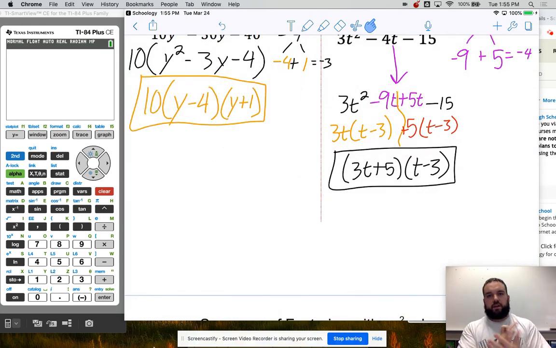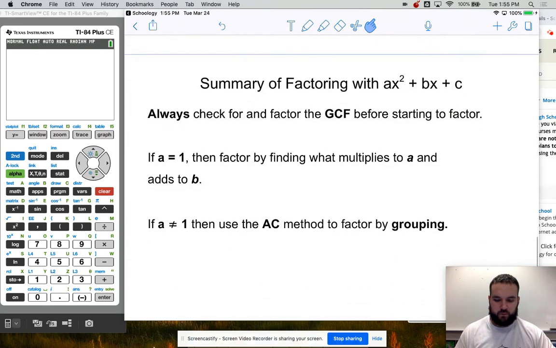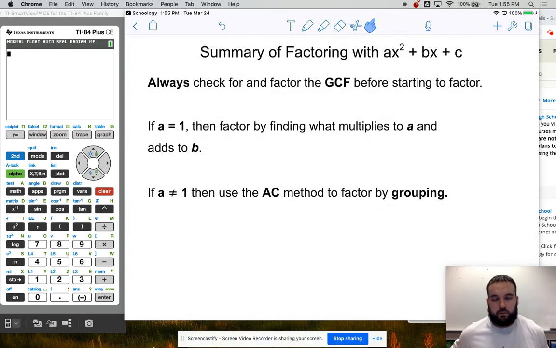Okay, so check for GCF. If there isn't one, then go about doing the AC method, which is really what I just said. That GCF first is just going to make your life easier. Anytime you can make the number smaller and more manageable, it's going to be more helpful.